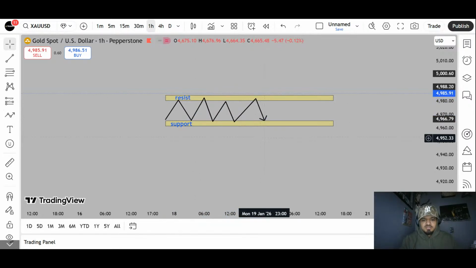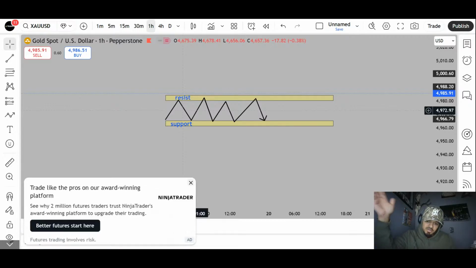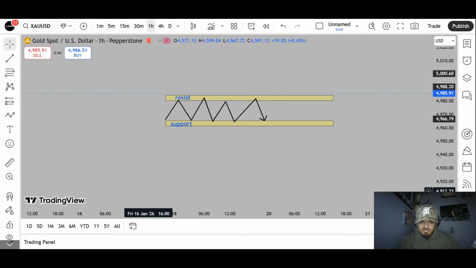If you ever see your candlesticks not moving in a trend, and when I mean a trend, I mean like it's going up or it's going down, then there is no trade. And this is the only strategy that I use. I don't use indicators. I don't use anything. I just use support and resistance, and I know how to read the candlesticks.